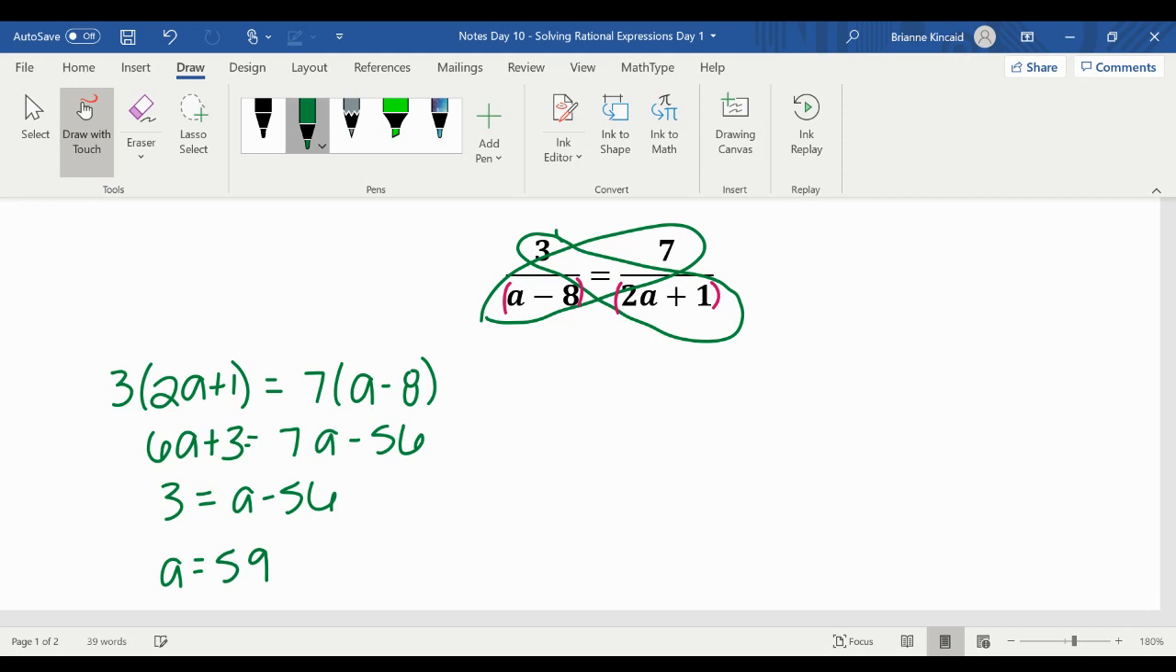The one thing you have to be really careful of in these types of problems is you want to make sure you check your solutions every single time. If they don't work out, then you would say you have no solution. So to check, all I'm going to do is plug it back into the original problem and make sure it simplifies the same on both sides.